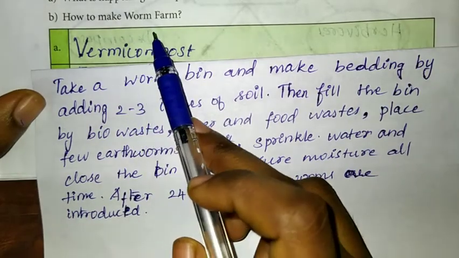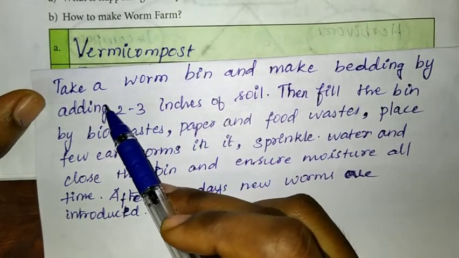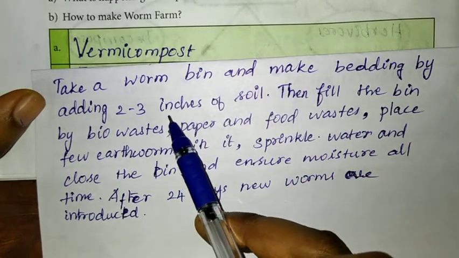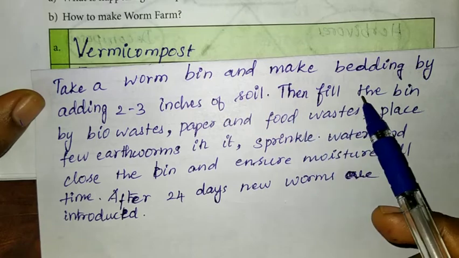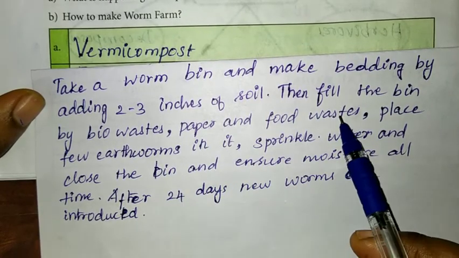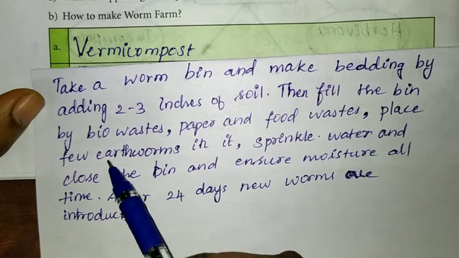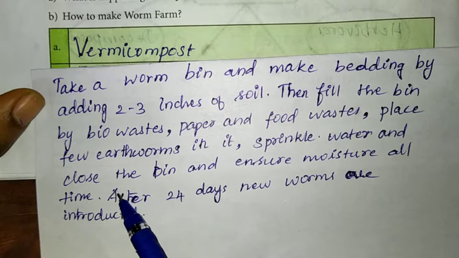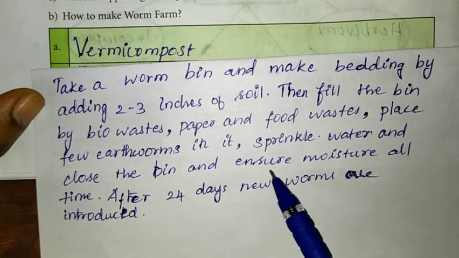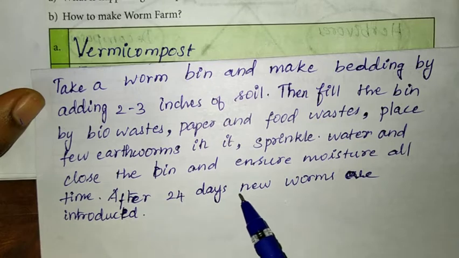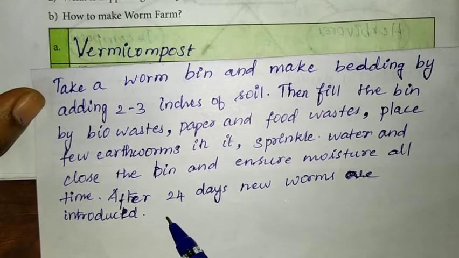Next, how to make worm farm. Take a worm bin and make bedding by adding 2-3 inches of soil. Then fill the bin with bio waste, paper and food waste. Then place a few earthworms in it. Sprinkle water and close the bin and ensure moisture all the time. After 24 days, new worms are introduced.